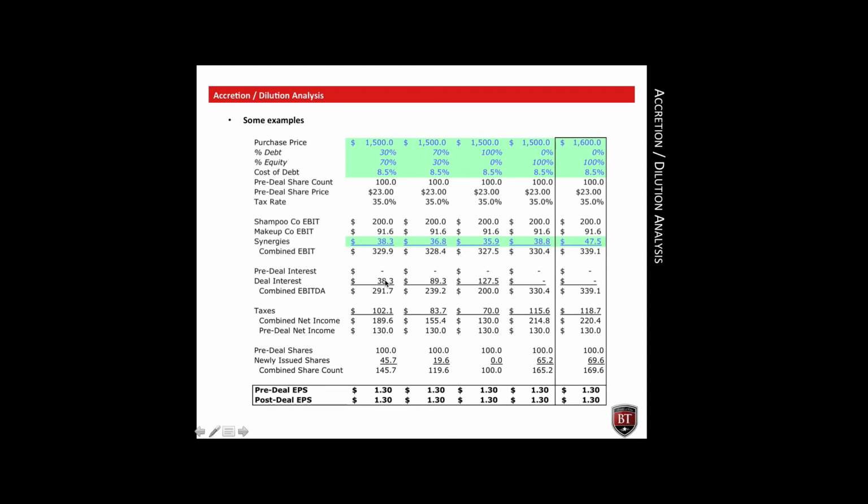38.3 million of interest. When we add that back to our 291.7, we get our combined EBIT of just under 330 million. We back out the 91.6 from the target, 200 from the acquirer, and we get our synergy number. So basically I just started at the bottom of this column and worked our way back up to give you an example. Now let's look at how things change when the purchase price allocation changes.